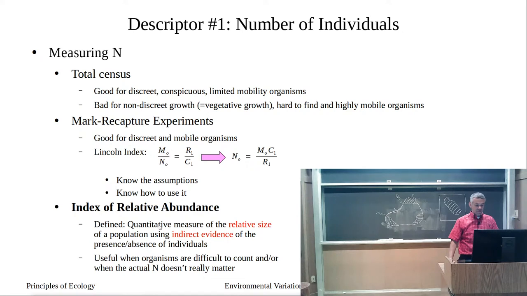All right, so relative abundance is a quantitative measure of the relative size of a population using indirect evidence of the presence or absence of individuals. And again, it's useful when our individuals are difficult to count or where our population size doesn't really matter. So those of you interested in conservation, you have a land and you're trying to rehabilitate it, all right, you need to get a population estimate before you start. Is the actual number important? Not necessarily, because what you're hoping for is once you implement the conservation measures, the populations increase. And this is where the relative abundance comes into play.